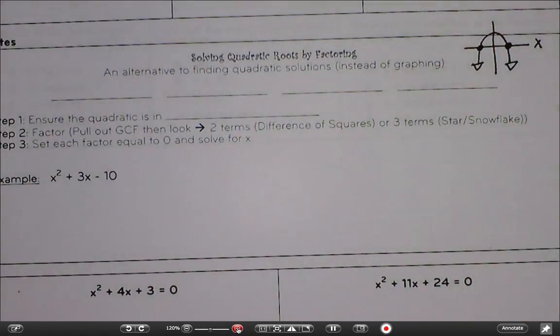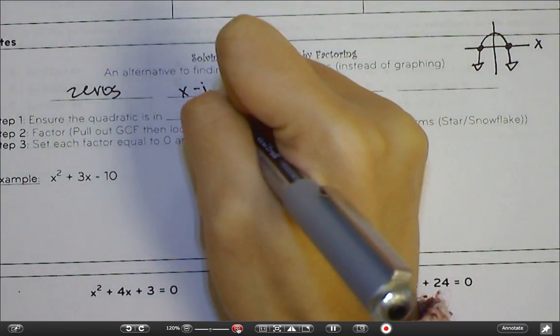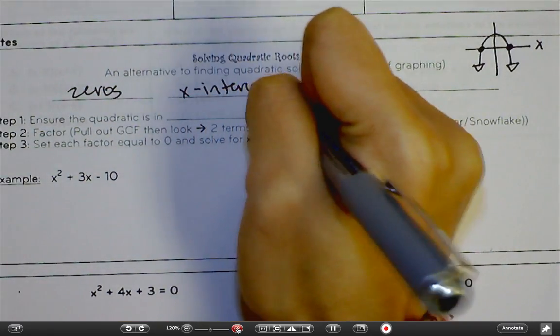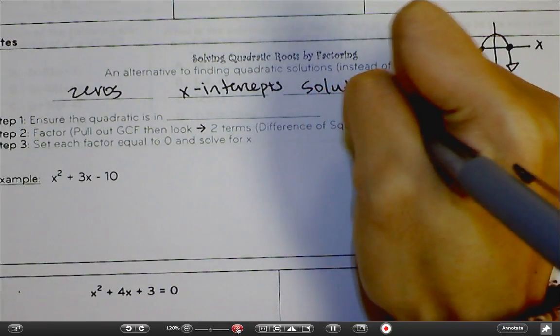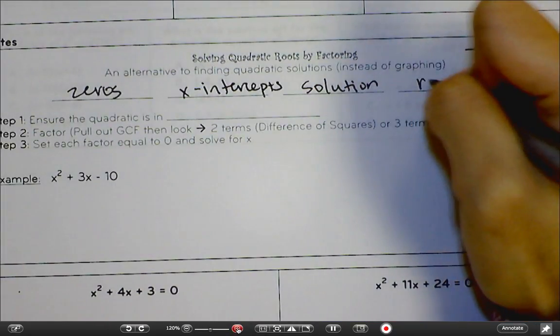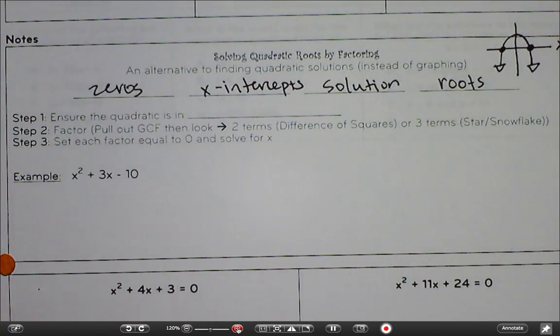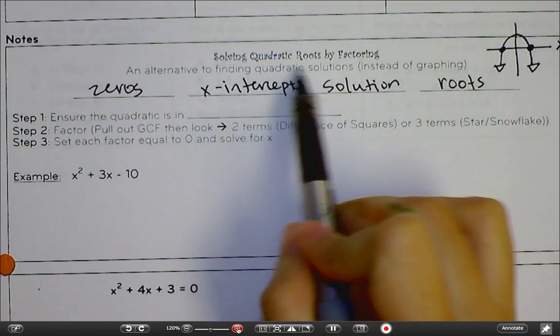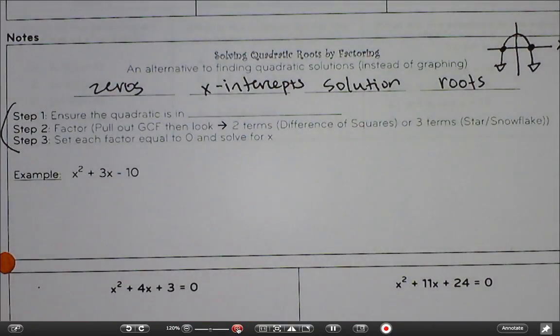Now, other terms for roots, remember that could be zeros, x-intercepts, solution, and of course, the term that we've been using, roots. There are 3 steps to factor quadratic roots. We will go back through these 3 steps for each problem.